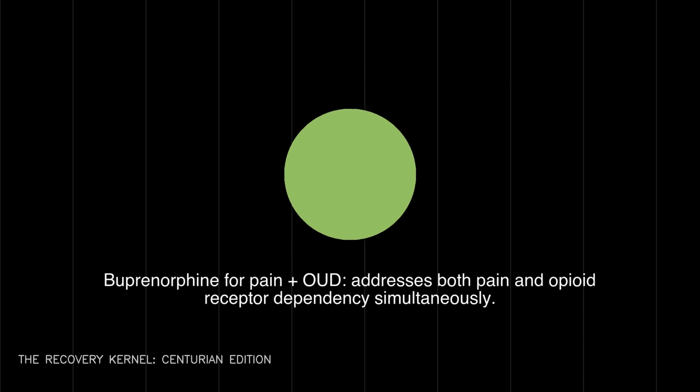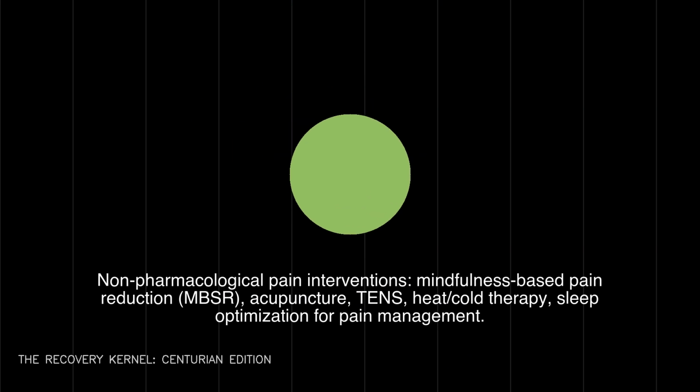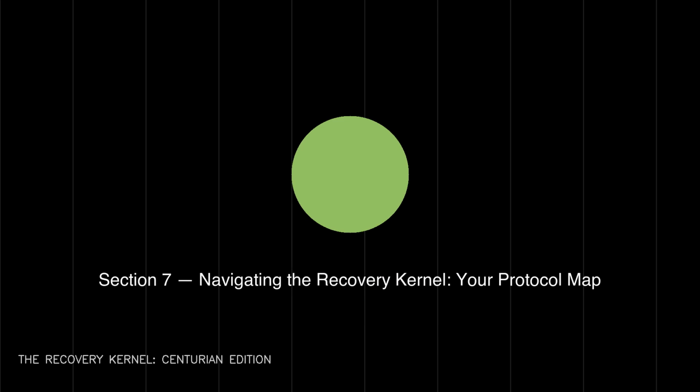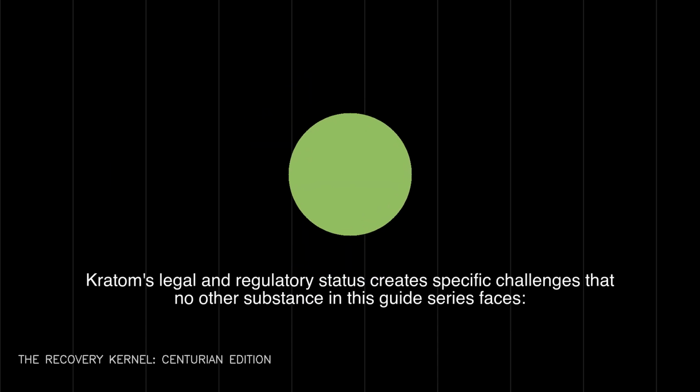Exercise-induced endorphin analgesia directly reduces pain perception through the same MOR pathway kratom was activating, at lower intensity but sustainably. Buprenorphine for pain plus OUD addresses both pain and opioid receptor dependency simultaneously. Non-pharmacological pain interventions: mindfulness-based pain reduction, MBSR, acupuncture, TENS, heat/cold therapy, sleep optimization for pain management.